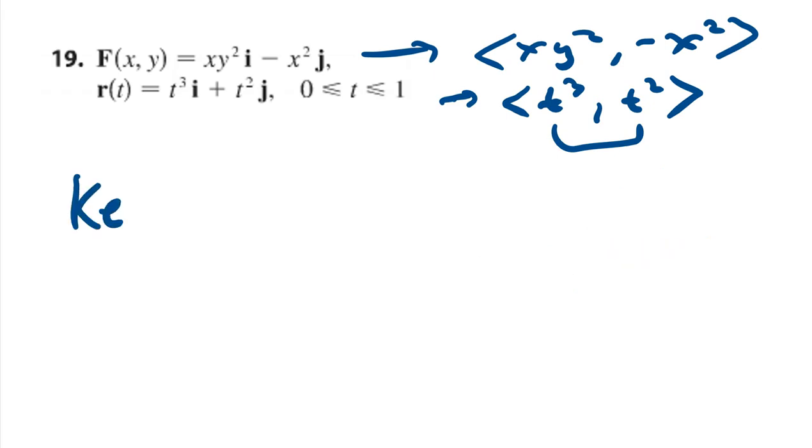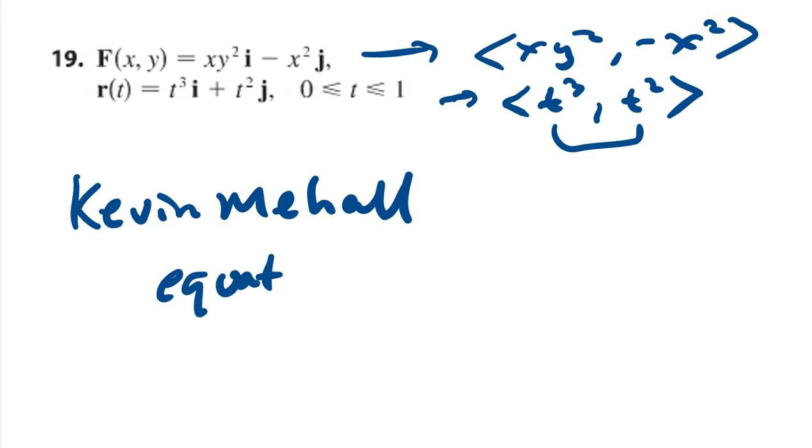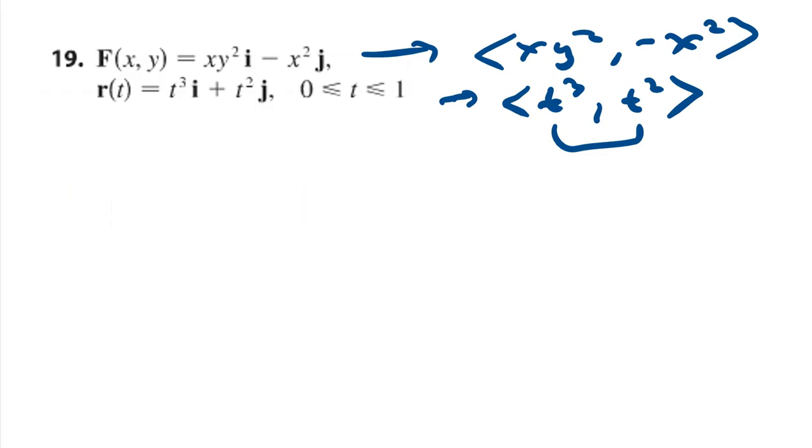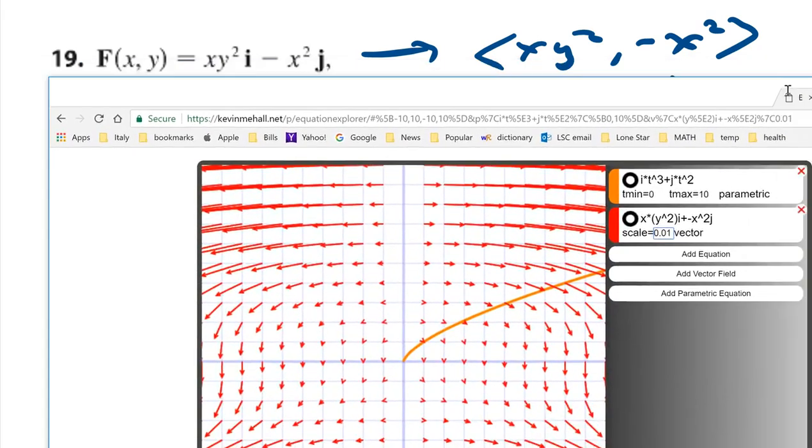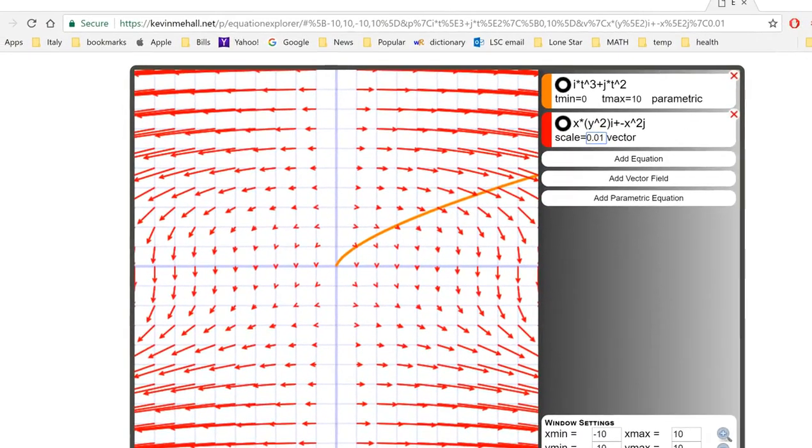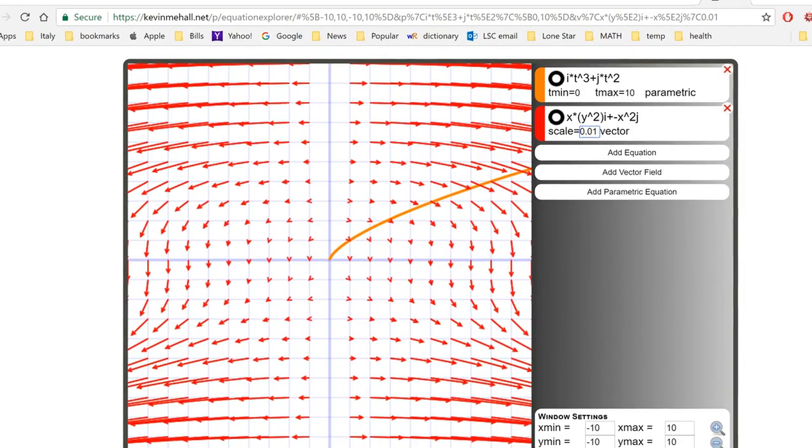So what I want to do is look at a website that Kevin Mehal has done, called Equation Explorer. Just Google Equation Explorer with Kevin Mehal, and you'll see that it's really cool. So let me pull over. What I've done is I've graphed what's going on with this problem. So here it is.